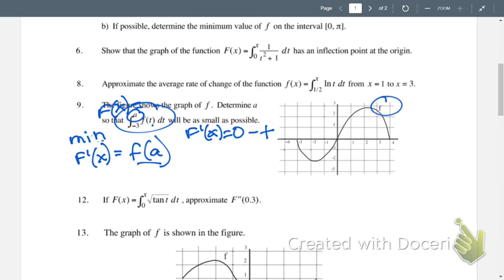Well, this is f. So when does this equal 0? Right there, and it changes from negative to positive. So there's 2 ways of doing that. Okay, that was number 9. I mostly think it's easier to understand it by visualizing accumulations of area.